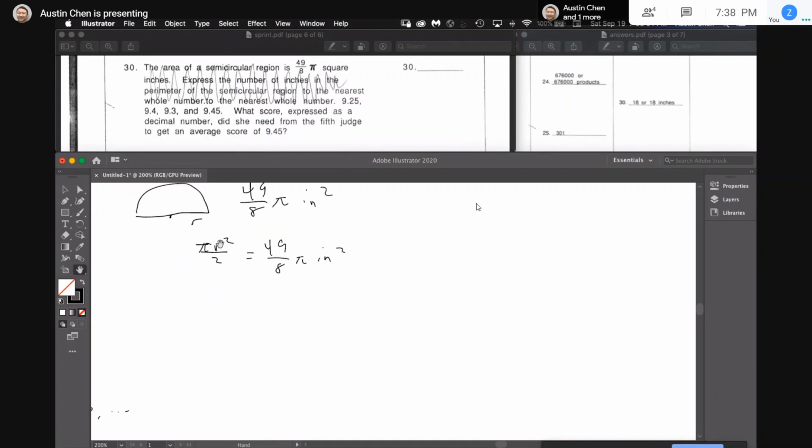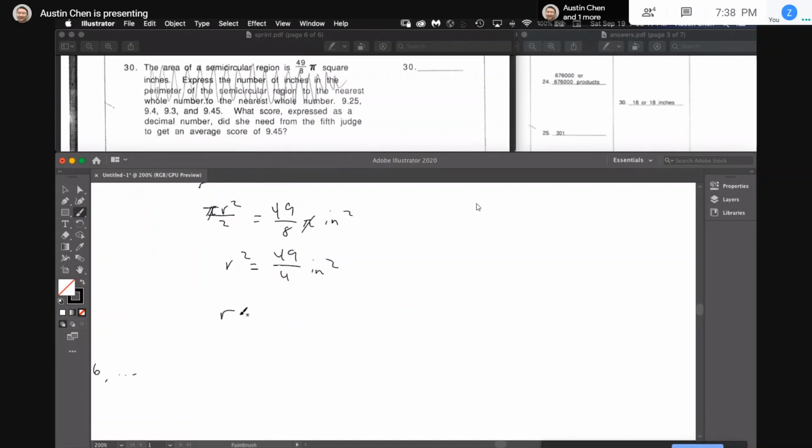So we can cancel out the pi's. And if we move the 2 to this side, it's going to cancel with the 8 so that it's dividing by 4. So then r squared equals 49/4 inches squared. And then we square root both sides. R is going to equal 49 is 7 squared, so 7, and 4 is 2 squared, so 2. So 7/2 inches.